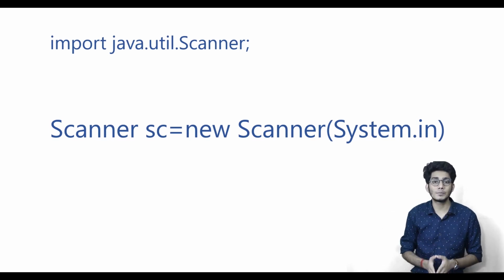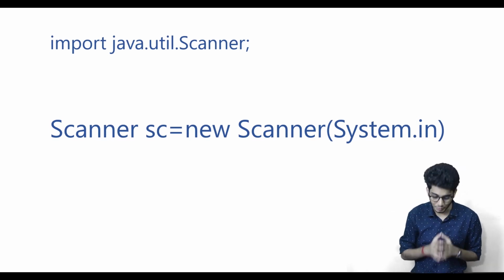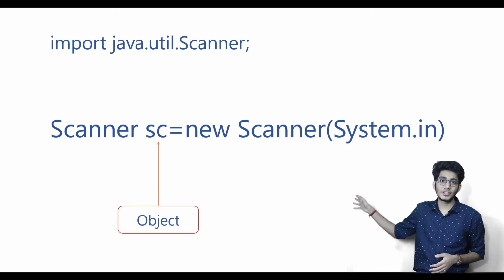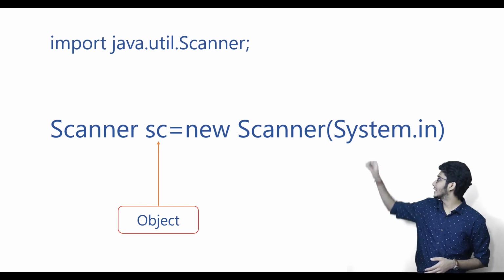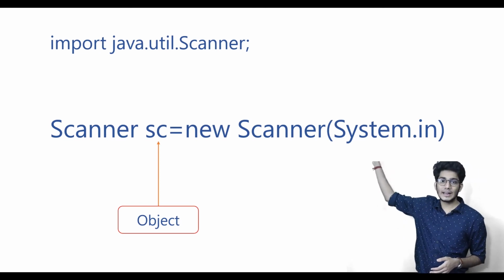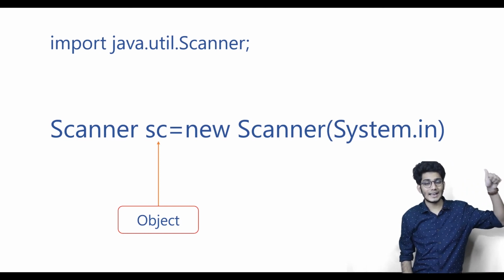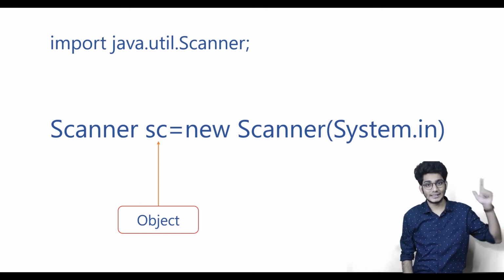Using this object, we have to take the input. So this is the object, sc. This is the object of our Scanner class. Now there are two steps. At first we have to import the library, then we have to create the object.